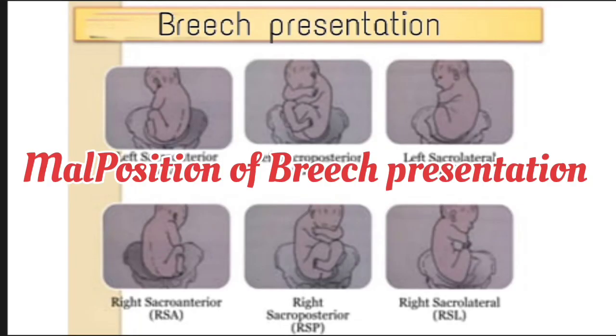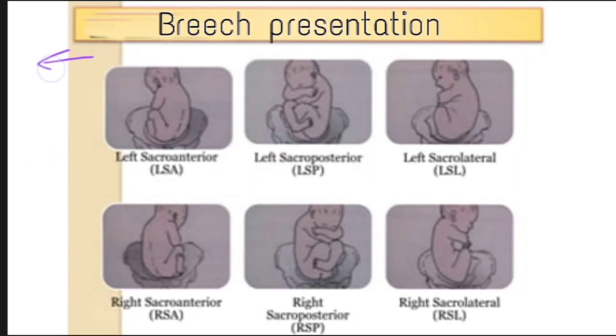Breech presentation: if the baby is facing this side, it's left. If the baby is facing this side, it's right. If the baby's head is facing backwards, see, this baby's head is facing backwards, it's anterior. If the baby's face is facing towards the front, it's posterior. Or else if the baby is facing lateral, either this position or this position, it's lateral, okay.